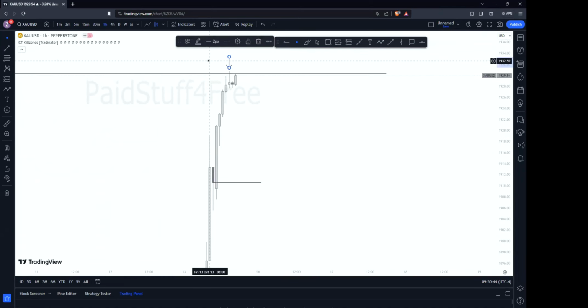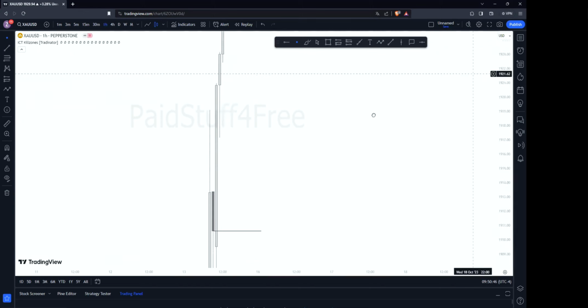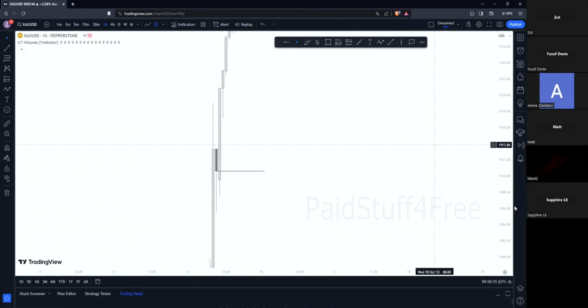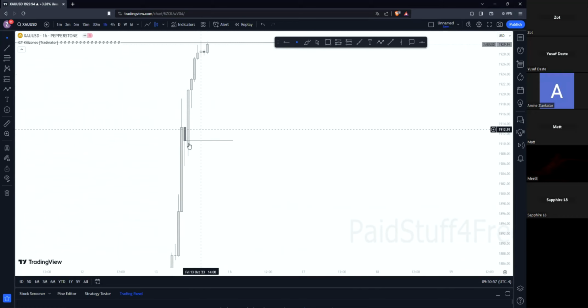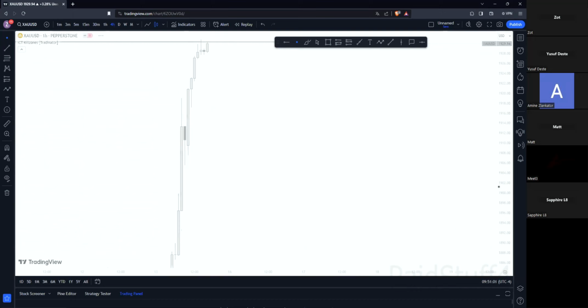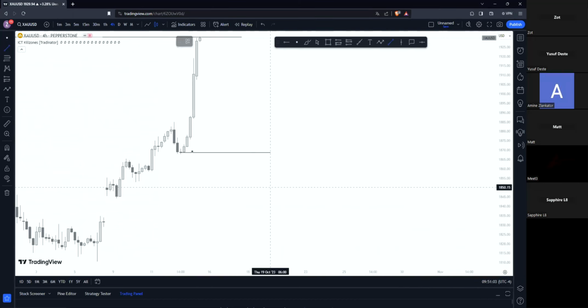We don't care. So since we are on H1, we shouldn't just break this one. I mean, if this was external, we shouldn't just break this one. We should break the whole wicks, right? Just a simple break of structure. Now for H1, we should break this and this, right? But on H4, you should just break below, okay? We should just close below this.